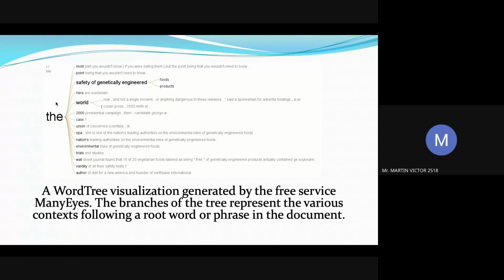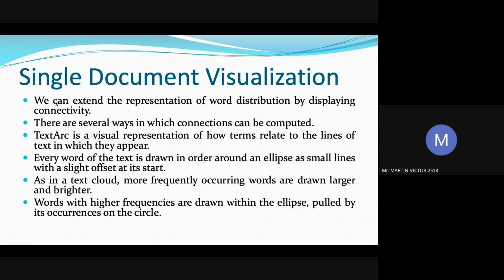Word tree, again, we have a root word and how the branches are developed from that root word. So the branches of the tree represent the various contexts following a root word or phrase in the document. So this is the second form of single document visualization, which is word tree. First one is word cloud. Second one is word tree. And third one is another form of visualization called text arc.